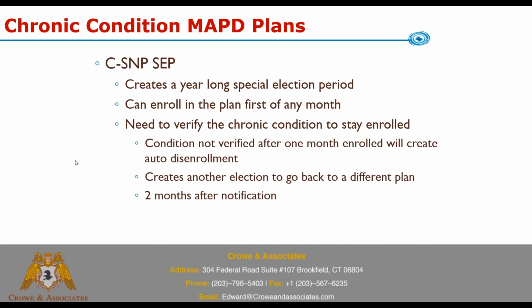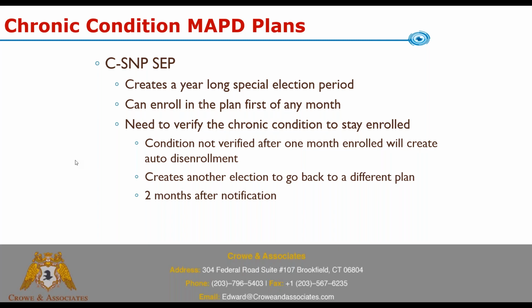So it creates a great opportunity for us as agents, because in some states there are enough chronic conditions plans that they cover a lot of different things. If you run into somebody and you can match them up with a CSNP that's available, you could enroll them the first of the next month as a special election because they have that condition.